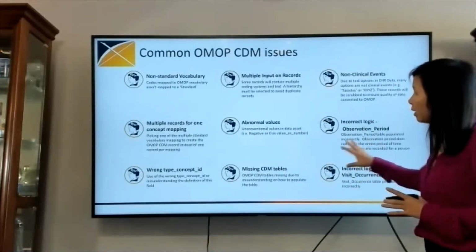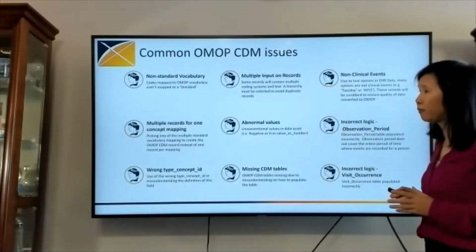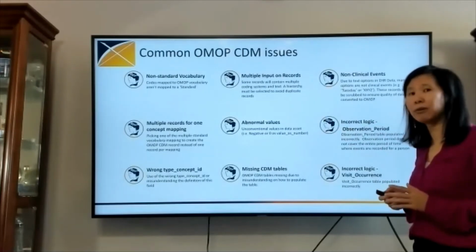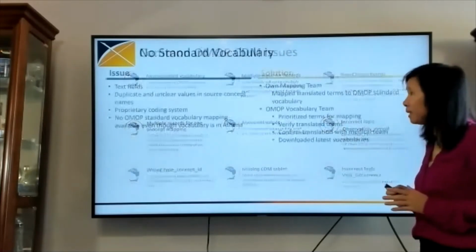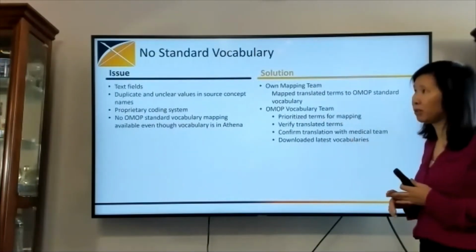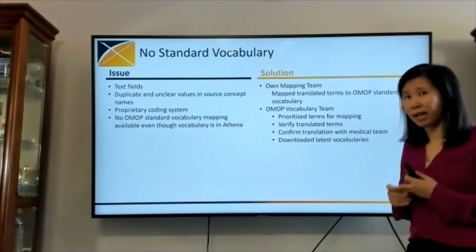Okay, we're not going to walk through every single one of these. I'm just going to go through a few of these to show you what the problem is and how you may be able to solve it. Okay. The first one is non-standard vocabulary. This can result from text fields or duplicate or unclear values.